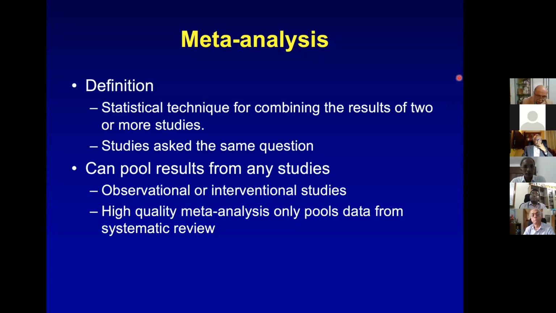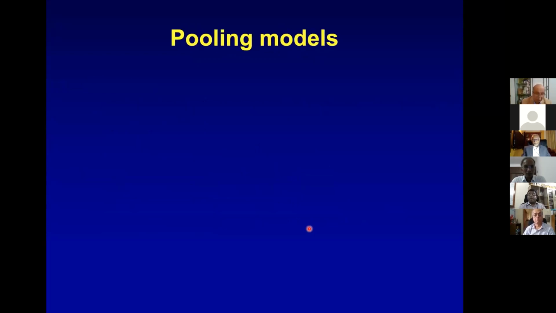Now we can pool results from any studies. They can be observational or even intervention studies. And of course, high quality meta-analysis only pools data from systematic reviews, ensuring that we've collected all of the studies that have been there. There are 2 methods to pool. There are 2 pooling methods. So before I show you these definitions, which are actually a little complicated, I'll not show it to you right now. So there are 2 methods to pool data, right?